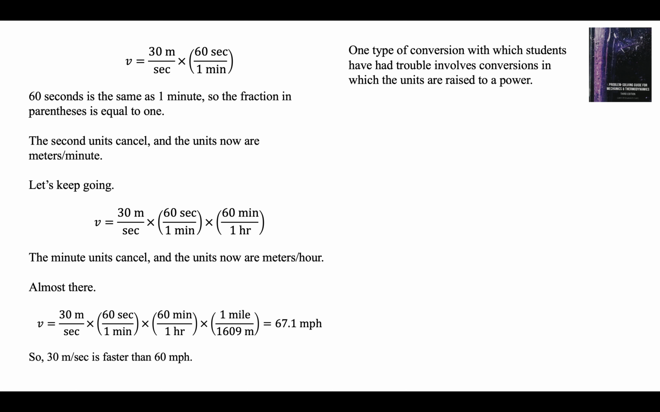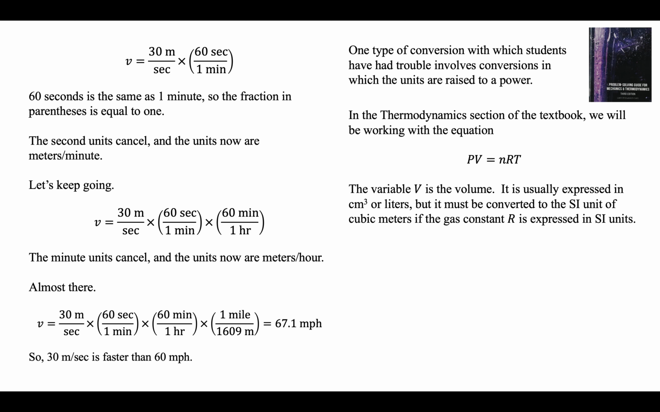One type of conversion in which students have had trouble over the years is when the units are raised to a power, so if it's an area or a volume. In the thermodynamics section of this book, we're going to be working with the equation PV = nRT. R, the gas constant, is usually expressed in SI units, which is meters. And the variable V is volume. Sometimes the volume is expressed in cc's or liters, and we have to convert that to cubic meters.